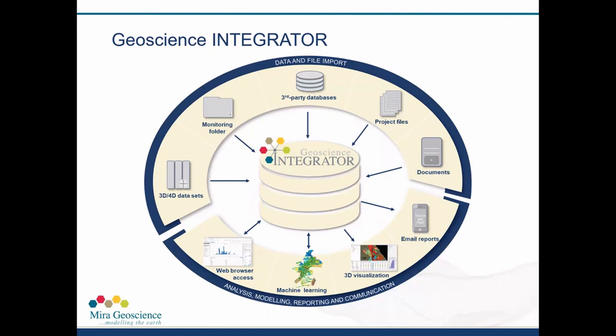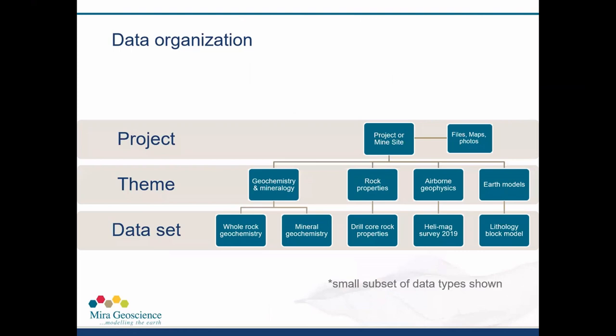Now I want to rapidly explain how Geoscience Integrator uses a hierarchy of containers to organize data. There are three main levels of data organization. The highest level is the project. All data inside a project should have consistent units and coordinate system so that different data sets can be compared numerically and spatially.